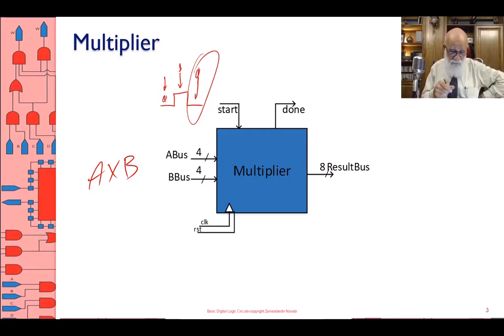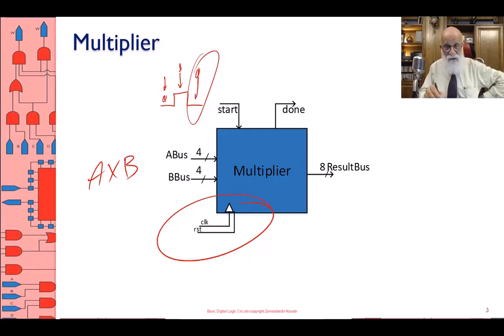So I take A and B, and then notice that the circuit is clocked, but I don't really have to worry about the clocking here. The clock and reset don't interfere in my design. They are there, they're important, but my design procedure assumes they're always there and I don't touch them. So start comes in, and the multiplier starts multiplying.